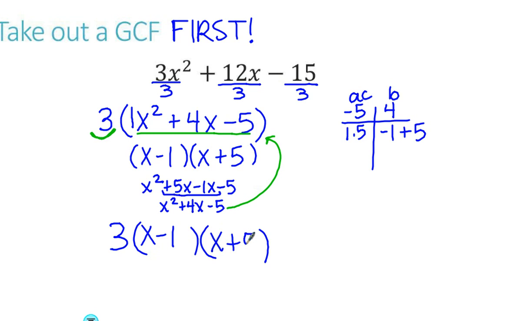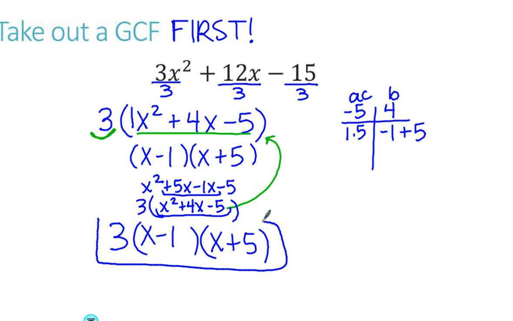Now if I FOILed or distributed, I'd get here. But then we'd have that extra 3 out in front, which would take us back to our original answer. So this is your final answer. So pretty much you do everything the same, except you take that GCF out first, do everything else the same, and then just make sure that your GCF is part of your final answer. Alright? Cool.